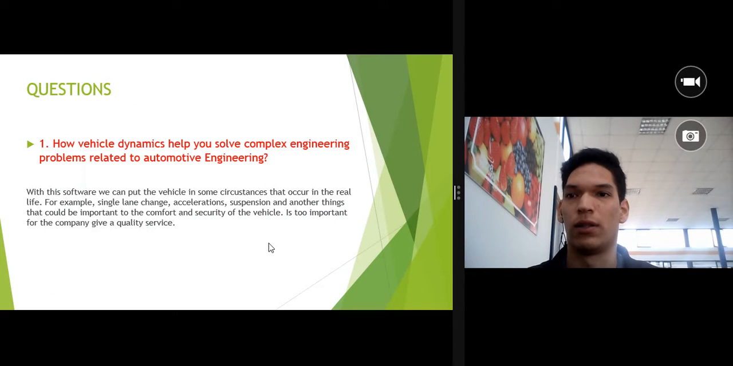Bueno, in this step, I'm going to explain the question. How does vehicle dynamics help you solve complex engineering problems related to automotive engineering? With this software, we can put the vehicle in some circumstances that occur in real life, for example, single lane changes, acceleration, suspension, and other things that could be important to the comfort and security of the vehicle. It is very important for the company to give a quality service.